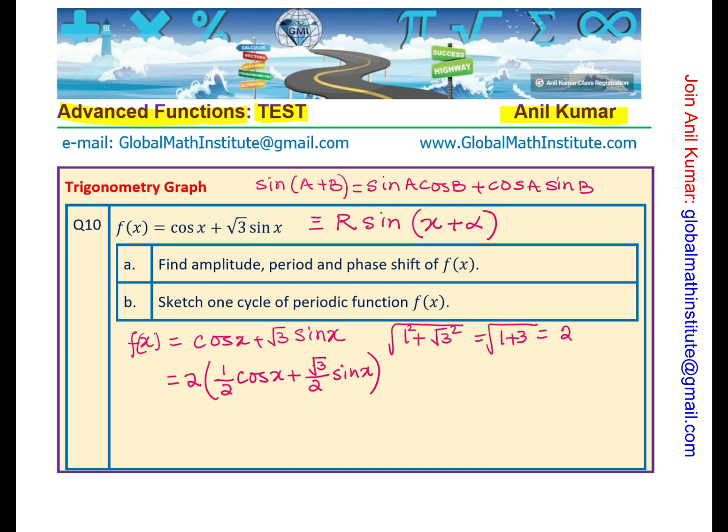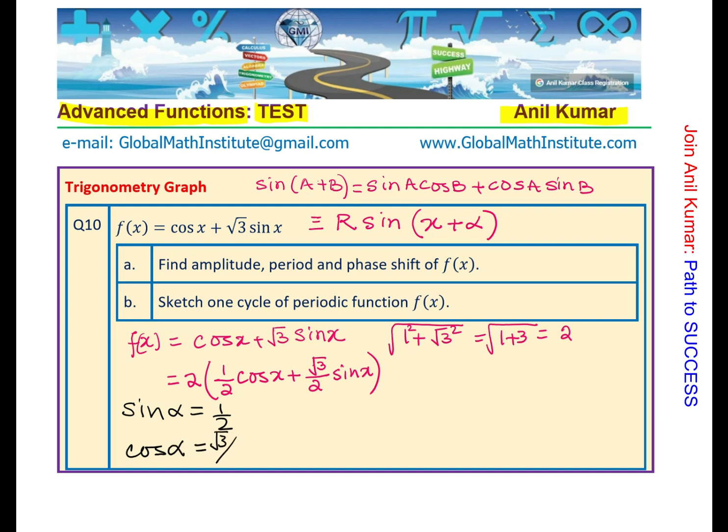And now we have half cos x and square root 3 over 2 sine x. So we can now write sine alpha equals to half, right? And cos alpha equals to square root 3 by 2. Sine alpha is half, square root 3 by 2 is cos alpha. I think you've guessed what alpha could be, right?